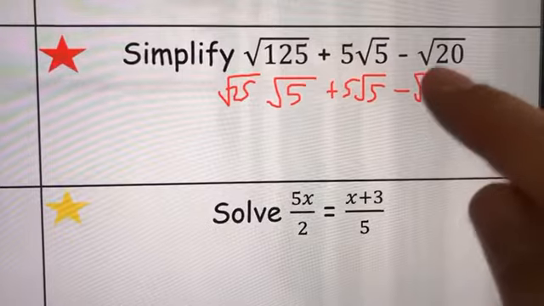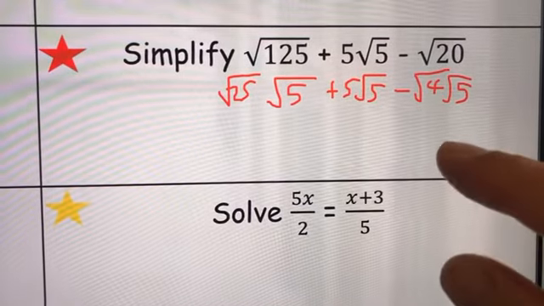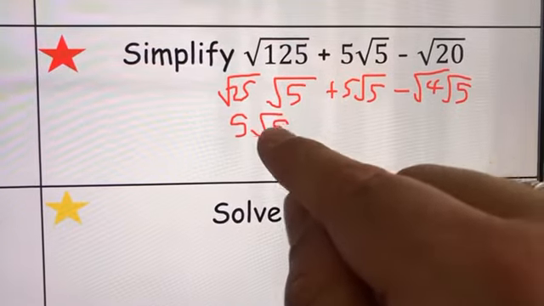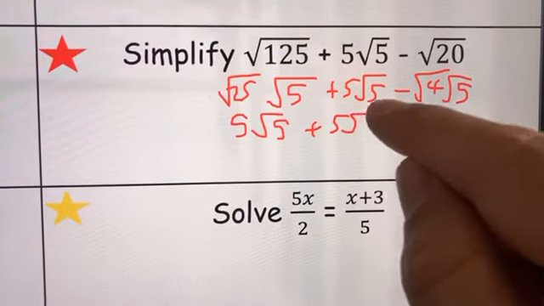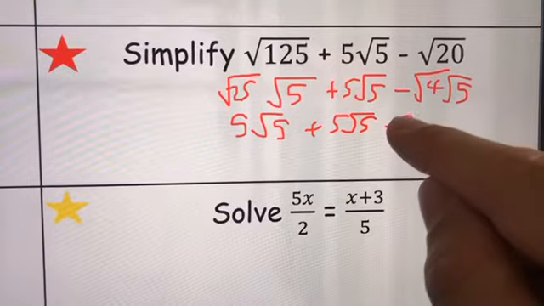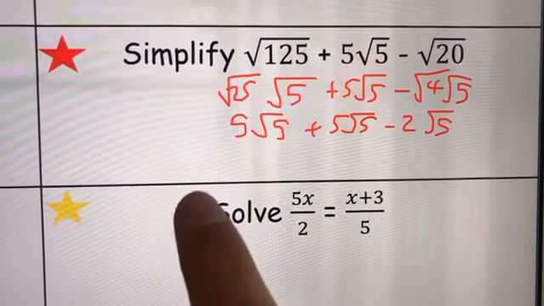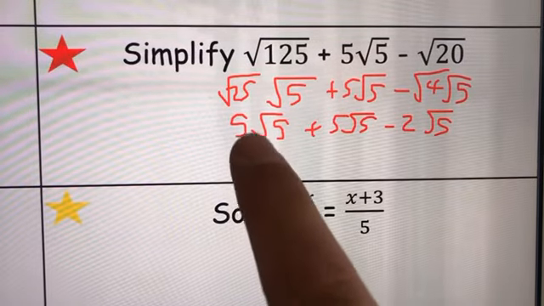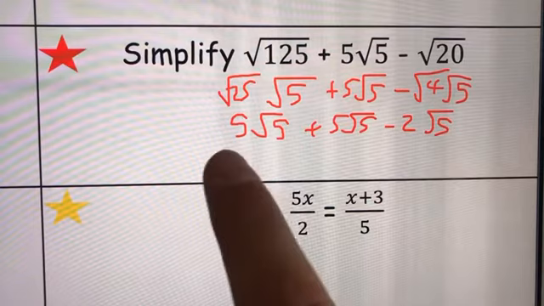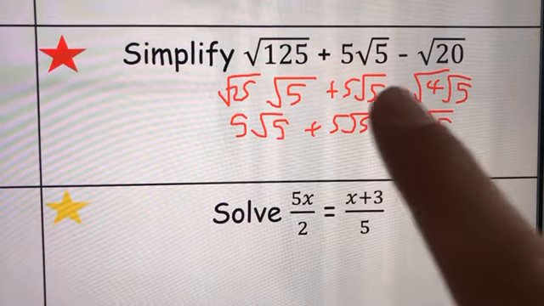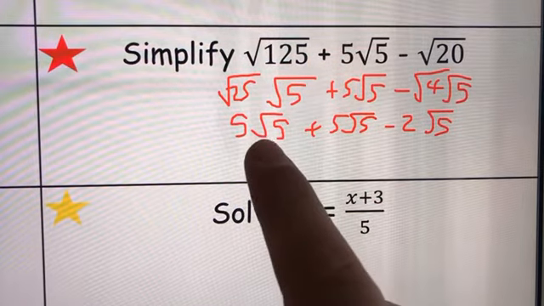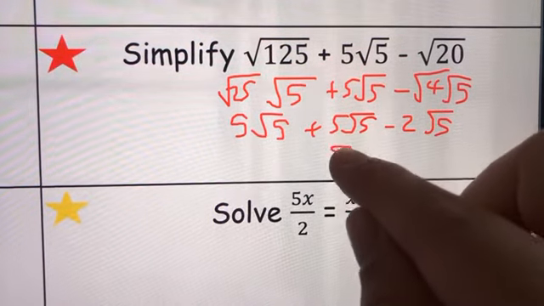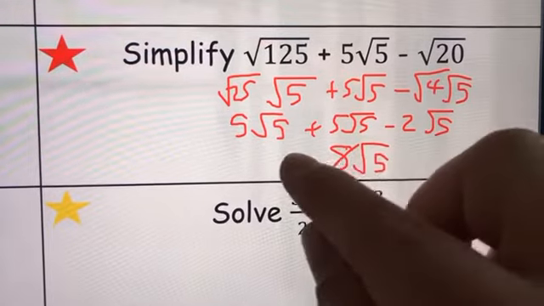It's very similar to prime factor trees, but you've got to make sure one of the numbers is a square number. Square root of 25 is 5. Root 5 stays as it is. 5 root 5 stays as it is. Take away square root of 4 is 2. Now you've got to see these square roots as x values, same as doing 5x plus 5x take away 2x. It's exactly the same thing, but you're dealing in lots of square root of 5. So 5 root 5 plus 5 root 5 is 10 root 5. Take away 2 root 5 leaves me with 8 root 5.